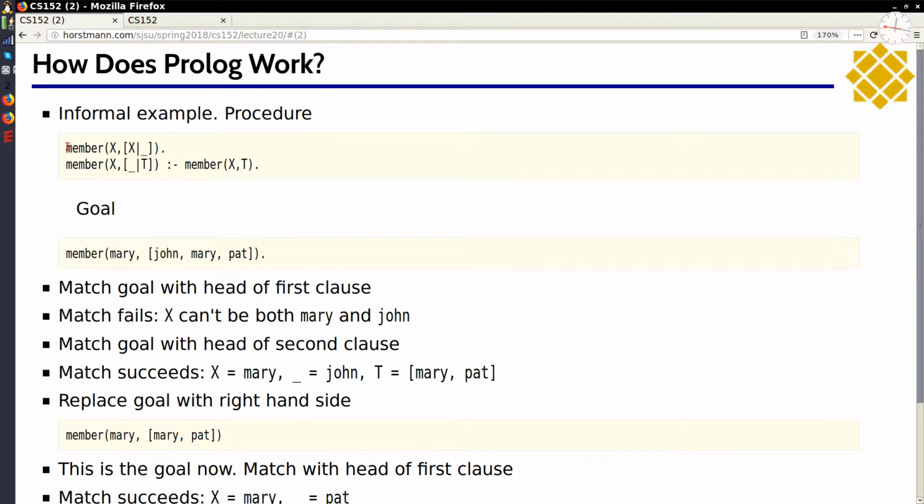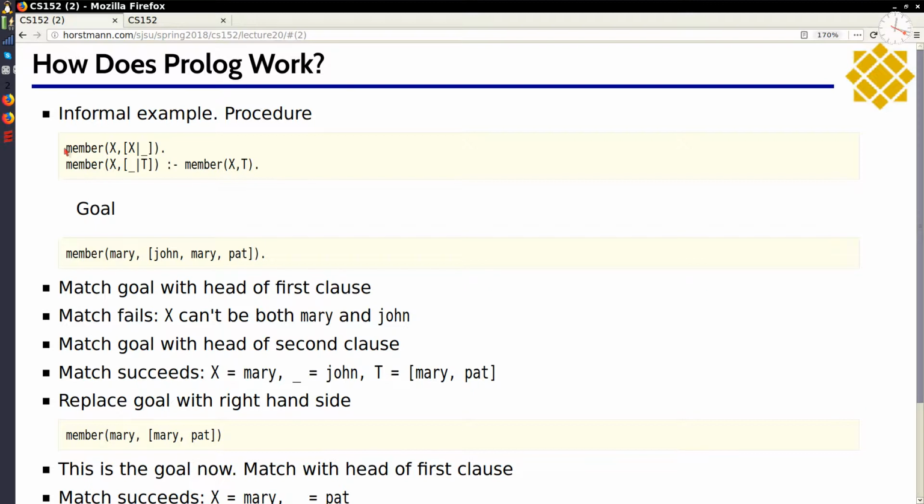Let's say that I have the member predicate defined, as you've seen on the second day of Prolog. And let's say that I have a goal, namely to compute whether Mary is a member of John, Mary, and Pat. So here's what Prolog does. It says, I need to do something with member. I'm going to look at all of the rules that I have that start with member. I'm going to apply them in turn. So let's do the first one.